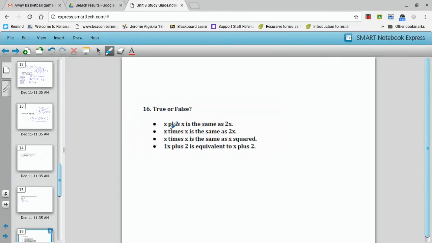True or false? Let's look at each of these. x plus x, is it the same as 2x? Yes, so if you add x plus x, you get 2x. So the first one is true. Next one, x times x is the same as 2x. Well, that's not true. x times x is x squared. So the second one is false.